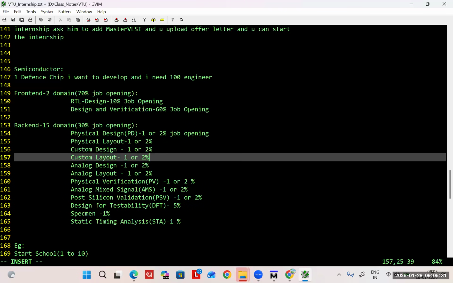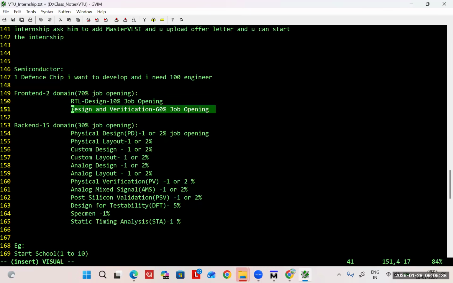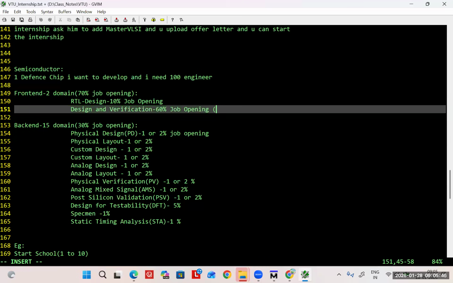Okay. So if you think I need a job, and 100% I need a source for a job, design and verification is the only domain. You can go to LinkedIn and check by yourself whether it is true or not. Just check for one week how many openings you get.